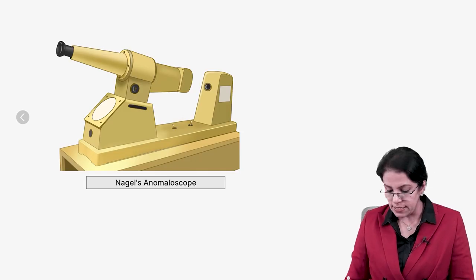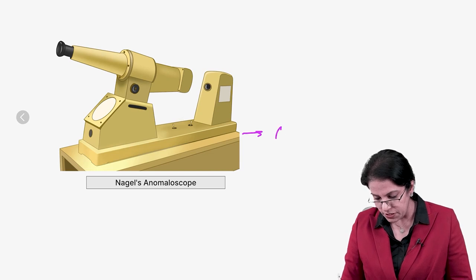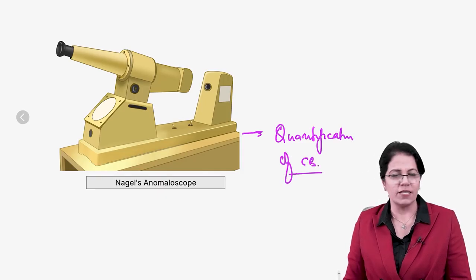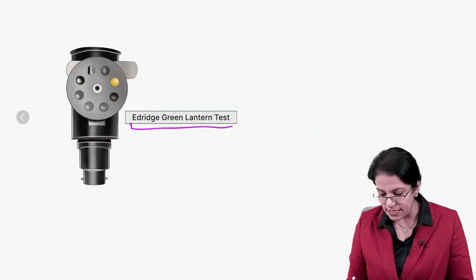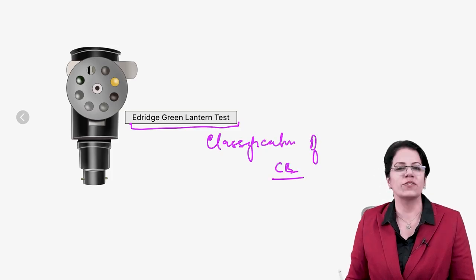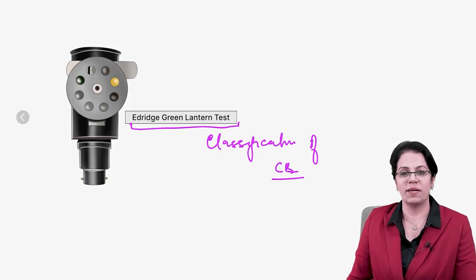Next, this is Nagel's anomaloscope. This is also an instrument which is used for quantification of color blindness. Just know the names. And this is the Eldridge-Green lantern test. Mainly it helps in classification of color blindness. Nobody is going to ask you about this, but just be familiar with the names, that's enough.